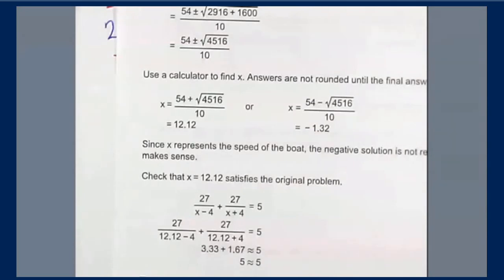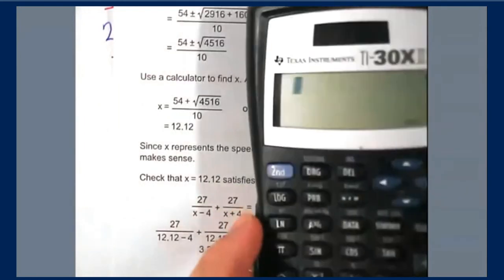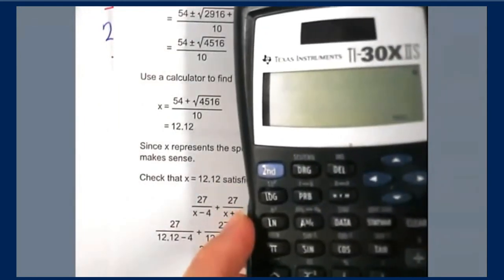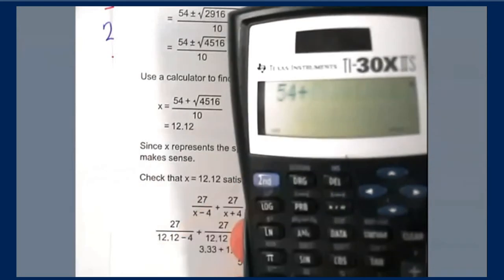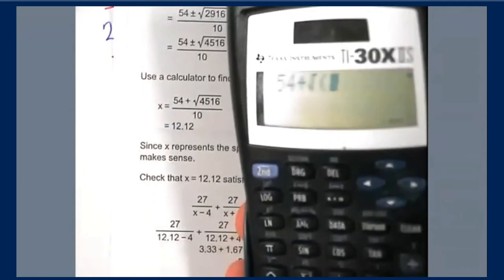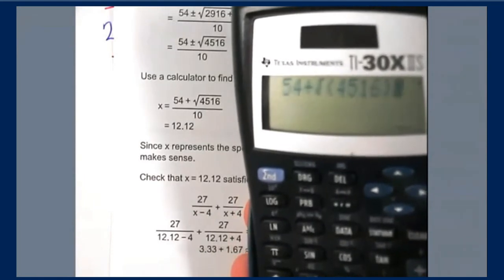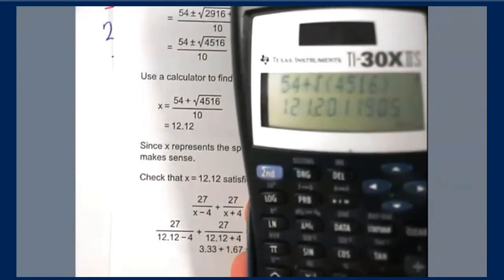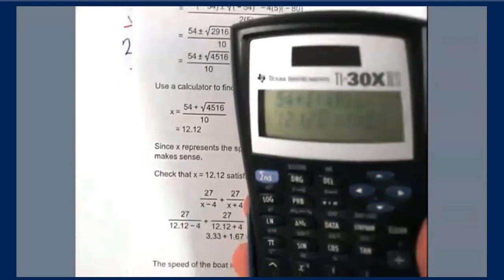And let me show you with my calculator how we got these answers. With my calculator, I can enter the fraction just like it is. 54 plus square root of 4,516. And then divide that amount by 10.